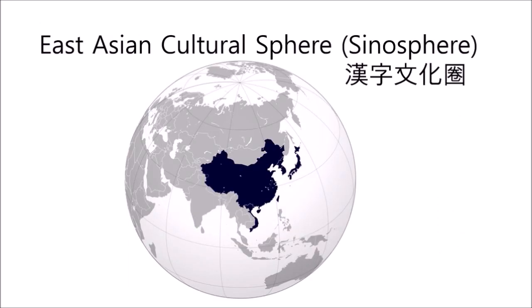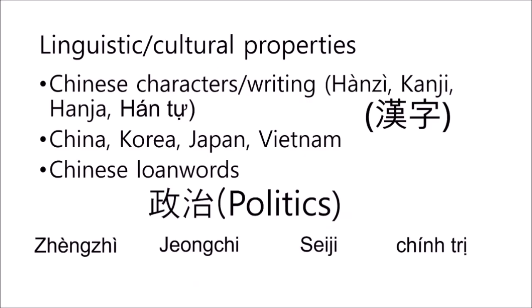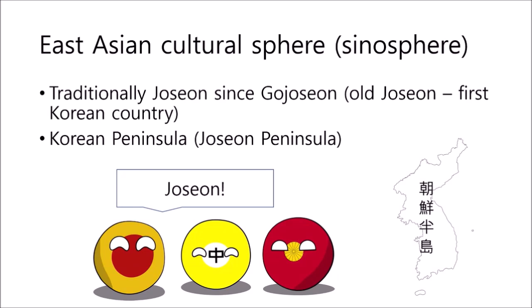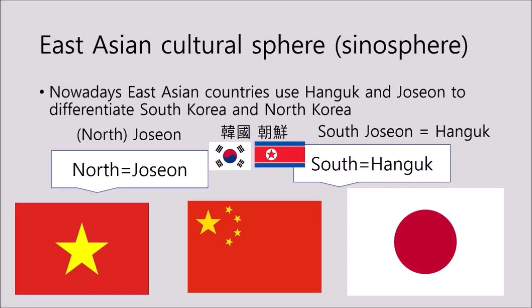Neighboring countries in the Sinosphere still call Korea Joseon. This is because they all use Chinese characters and Chinese loanwords. Therefore, the word for Korea was named after Gojoseon, the first country in Korea. However, nowadays they also call North Korea Joseon and South Korea Hanguk.